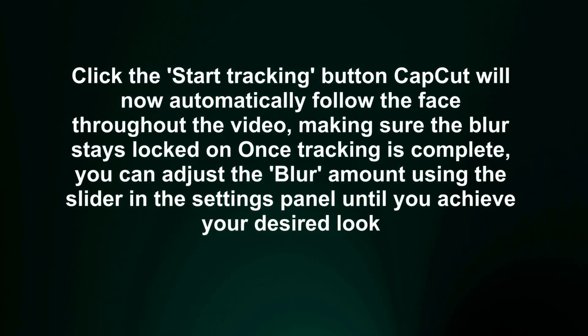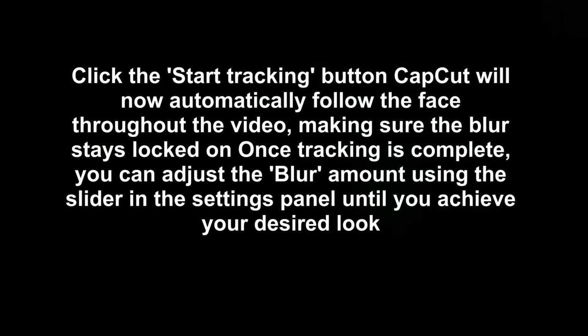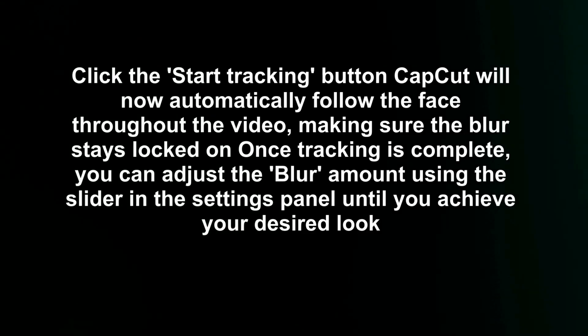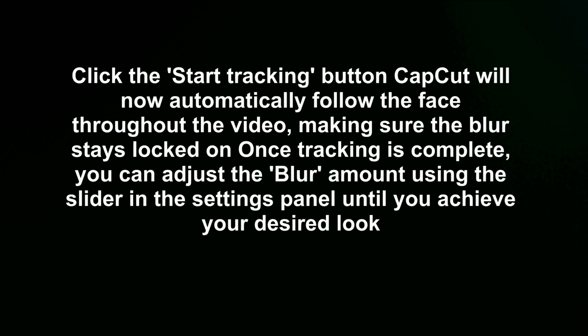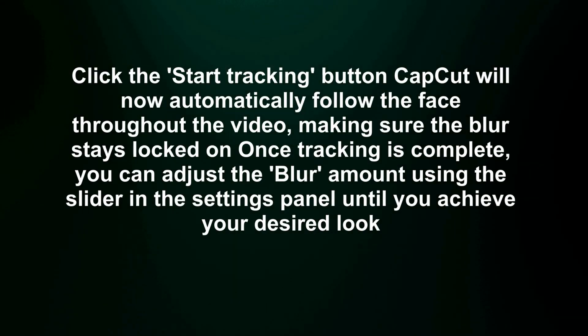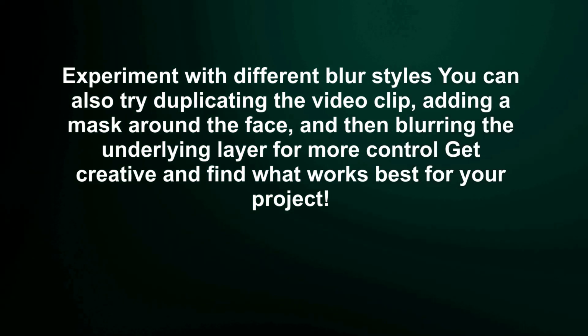Click the Start Tracking button. CapCut will now automatically follow the face throughout the video, making sure the blur stays locked on. Once tracking is complete, you can adjust the blur amount using the slider in the settings panel until you achieve your desired look. Experiment with different blur styles.